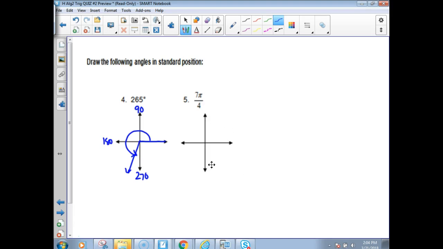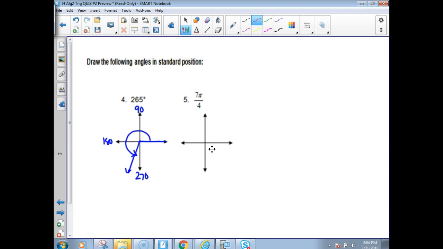7 pi over 4. You might say, well, how am I supposed to do that? Well, one way is to use your conversion factor. And then I'm going to show you something else. Pi over 4 would be the reference angle. 45 degrees is pi over 4. You want to get that memorized. 45 is pi over 4. Pi over 3 is 60, and pi over 6 is 30.